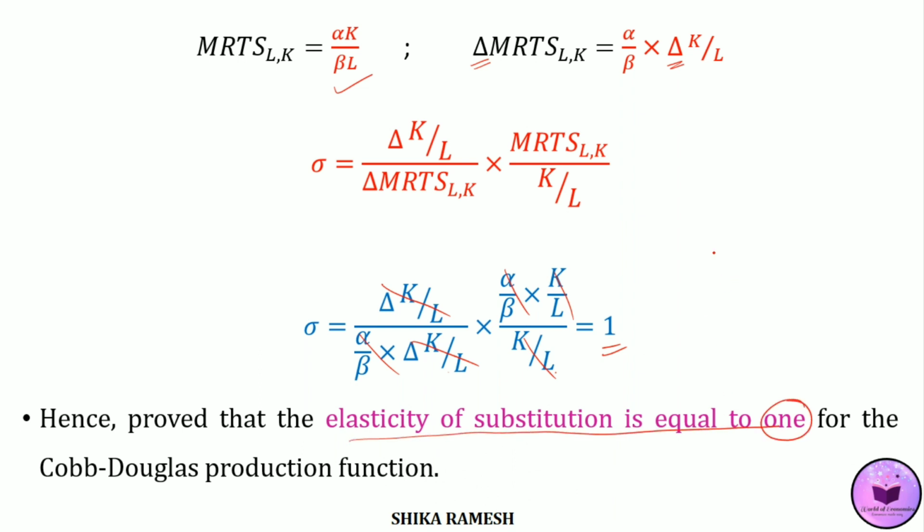So, when representing a Cobb-Douglas production function in the form of an isoquant, we get a downward sloping and convex shaped isoquant. Now we can prove the same in another way, that is we have already found out that MRTS of labor for capital is equal to alpha K by beta L.